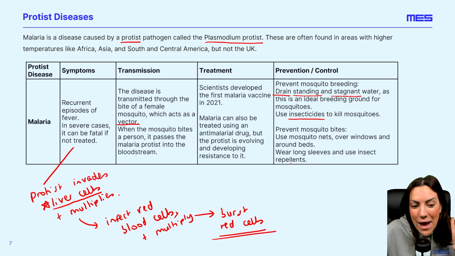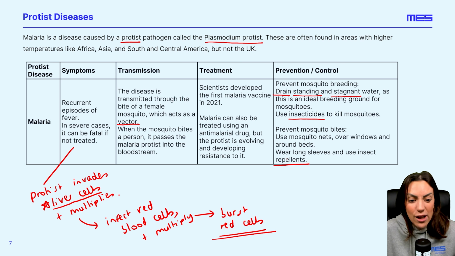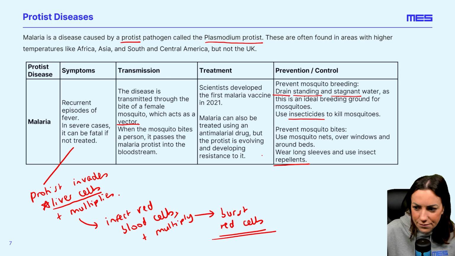Using insect repellents. Now, insect repellents are different to insecticides. Insecticides will kill the mosquitoes. Insect repellents will just repel them and hopefully stop them from biting you and maybe transmitting that protist.